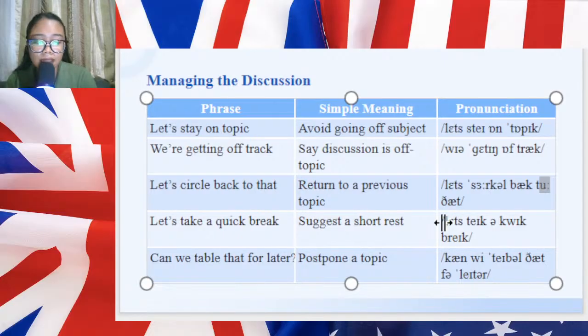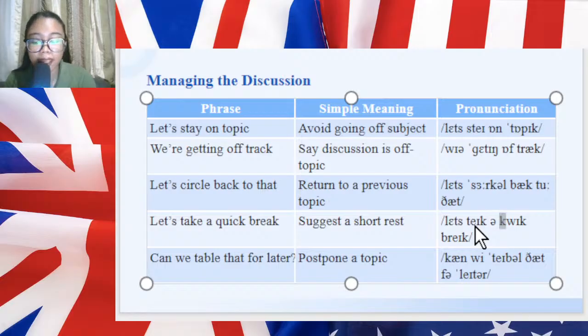Pronunciation wise, we're familiar with let's, and then we're familiar with take. There's a clear A diphthong sound in the middle. So the initial sound is T, and the last sound is K. The middle sound is A, which is a diphthong sound. So this is take. Then followed by a schwa sound, which is a quick, unstressed, relaxed vowel sound. Then following this is quick.